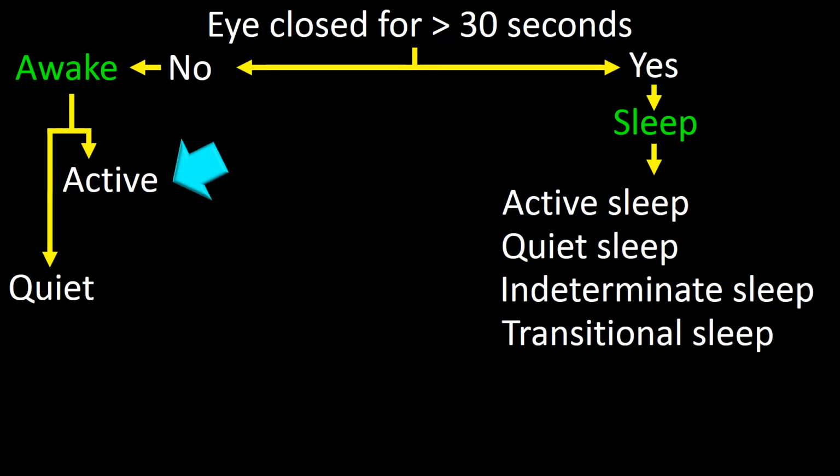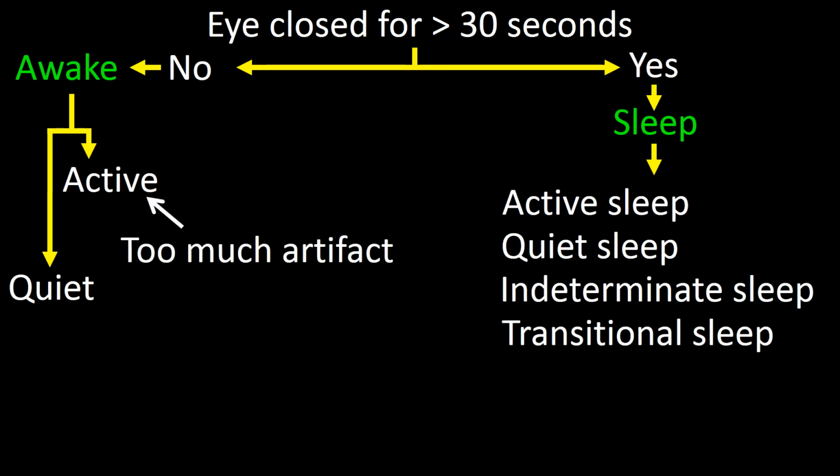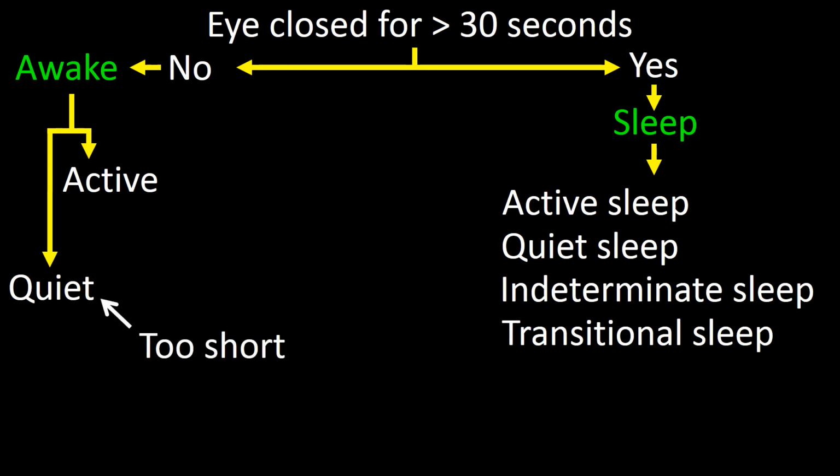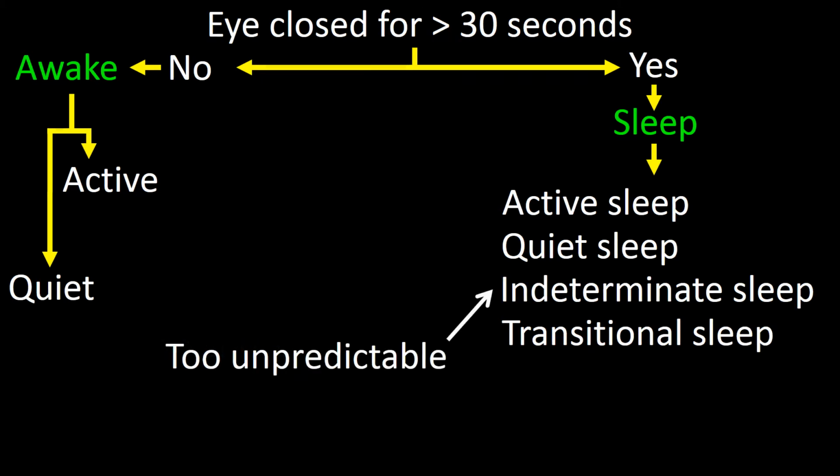During active awake, the EEG is marred with artifacts. Periods of quiet awake are usually very short, too short to arrive at any definite conclusion regarding the status of the background activity. But when long enough, their evaluation is very useful. The EEG activity during indeterminate sleep is rather unpredictable.